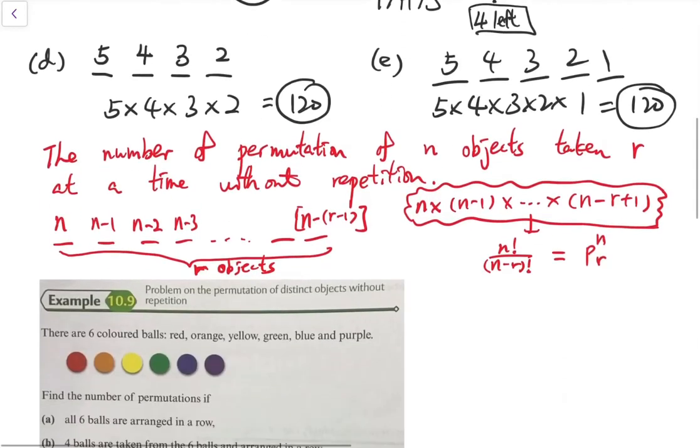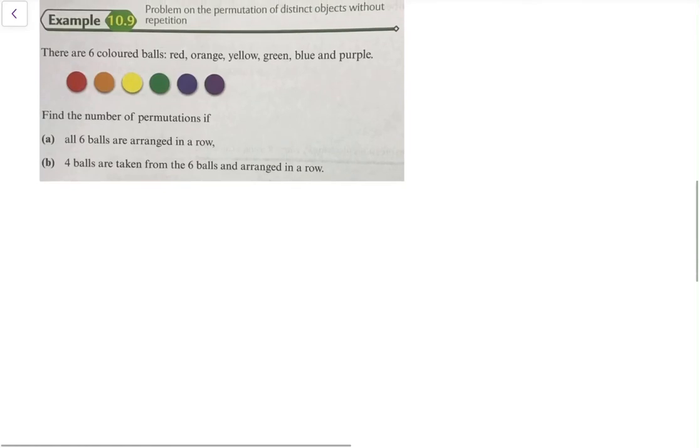Now let me show you some more skills in doing the questions. Now we go to example 10.9, part A. There are 6 colored balls, and if all 6 balls are arranged in a row, how many permutations are there? You can imagine if we want to arrange the 6 balls, then we have 6 spaces. For the first one, you have 6 choices, because it is not picking anyone. Then after you pick 1, you get 5, 4, 3, 2, 1.